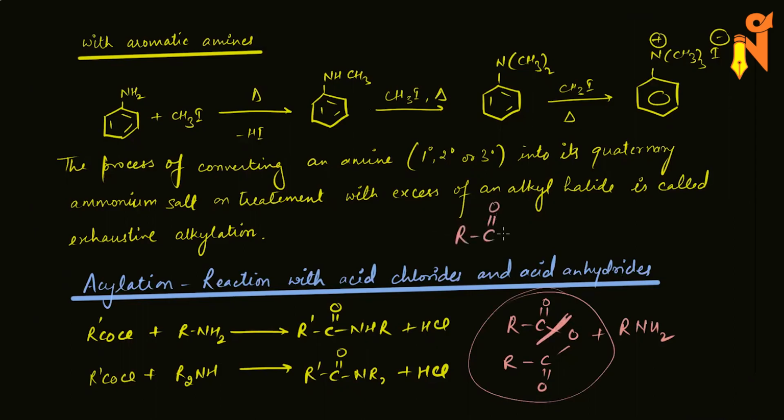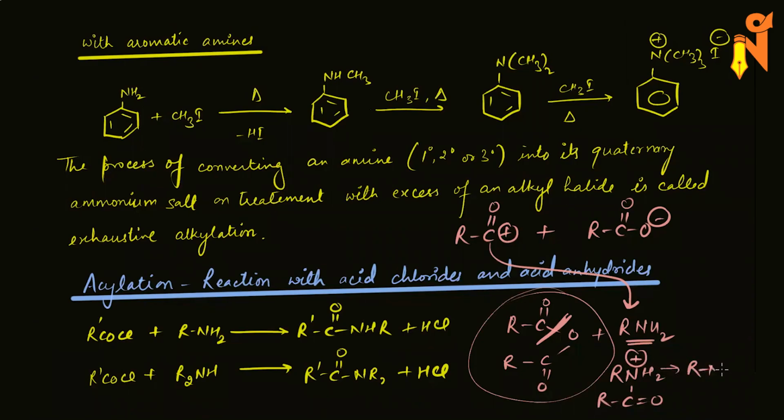One will be RCO positive. Again, an electrophile will get generated, and the other part will be RCOO minus. So again, this electrophile will attack on nitrogen and form a bond over there. When it forms the bond, nitrogen will acquire a positive charge. So it will become RNH2 positive attached to C double bond O and R. Because of the positive charge on nitrogen, this nitrogen will eventually kick out H plus to neutralize itself. So it will become the species like this, and H plus will be out. This H plus will attack here and form the respective acid.